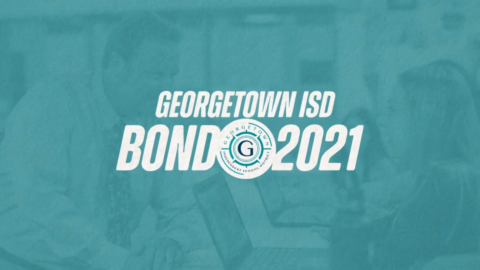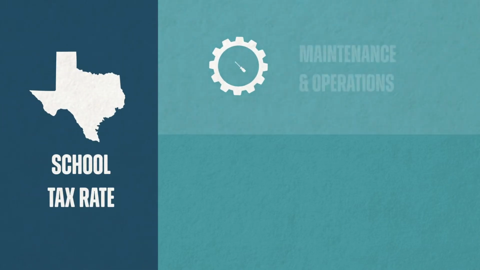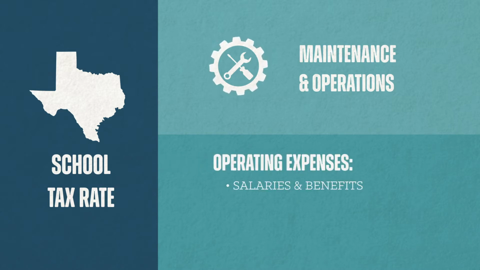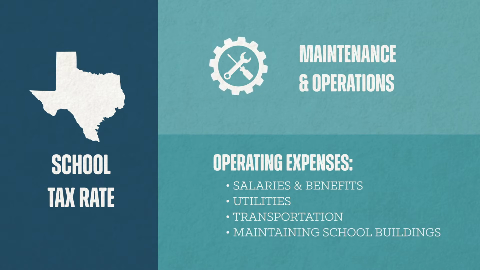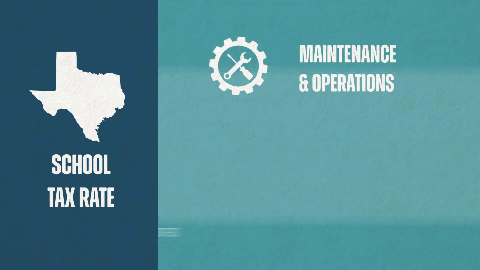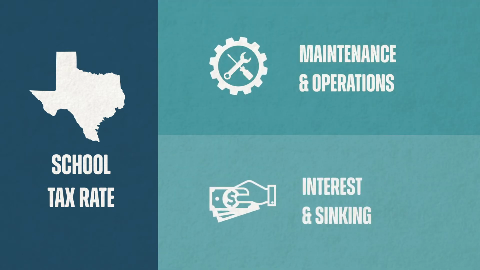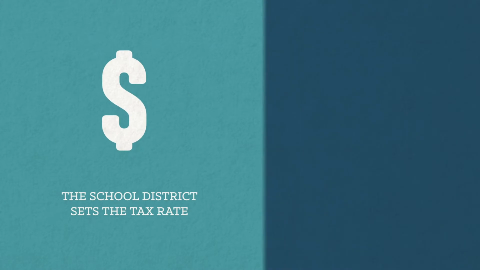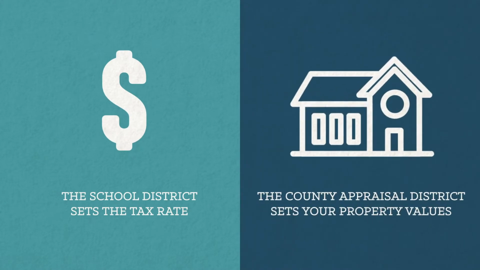Public school taxes involve two figures which divide the school district's budget into two buckets. The first is the Maintenance and Operations, or M&O, tax rate, which essentially funds all operating expenses, including salaries and benefits, utilities, transportation, maintaining school buildings, and student programs. The second is the Interest and Sinking rate, known as I&S, which is used to repay bond debt. School districts set the tax rate, but the county appraisal district sets your property values.